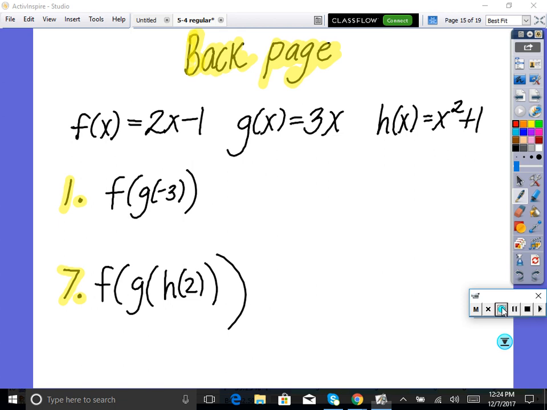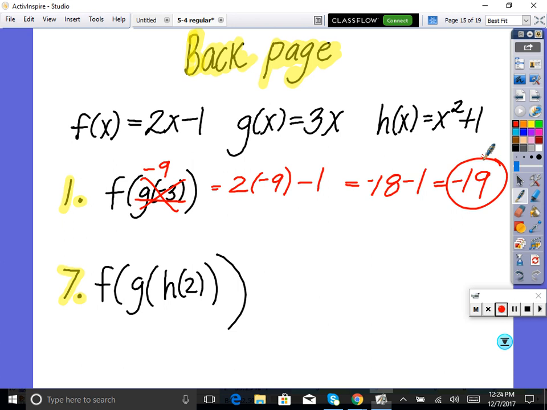Let's do this one. F of g of negative 3. So I'm going to do it the easy way. I'm going to calculate g of negative 3. 3 times negative 3. So negative 9 is what we're really looking at. F of negative 9. So won't that be 2 times negative 9 minus 1? So that's negative 18 minus 1, which is negative 19.